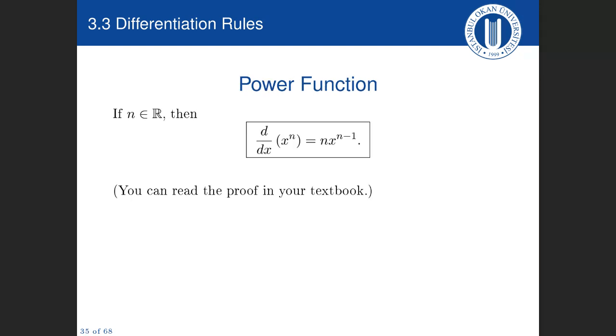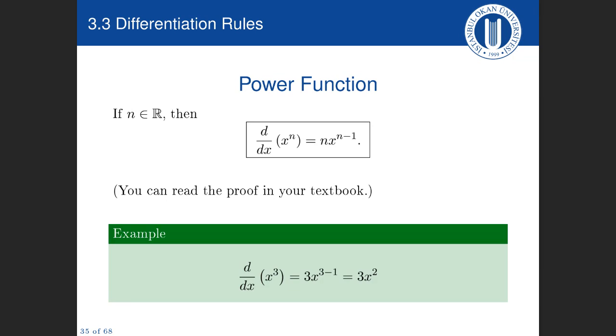If n is a real number, then the derivative of x to the power n is nx to the power n minus 1. For example, derivative of x to the power 3, we need to take the 3 down to the front to become 3 multiplied by x to the power 3, and then we decrease the power of x by 1, from 3 down to 2. The answer is 3x squared.